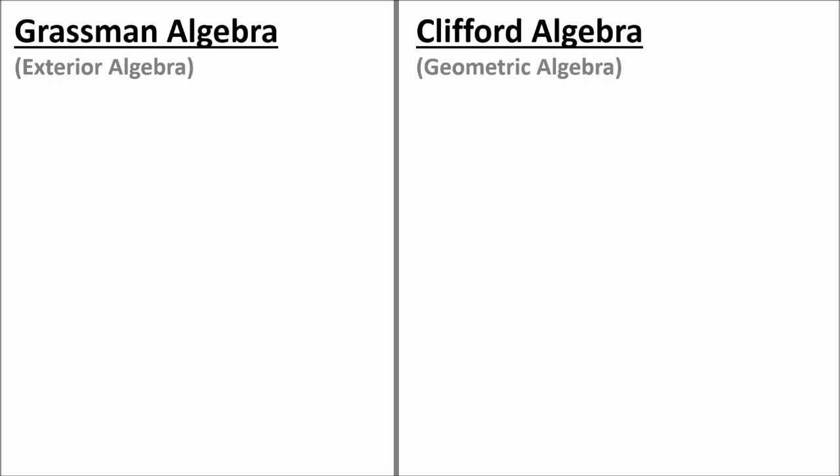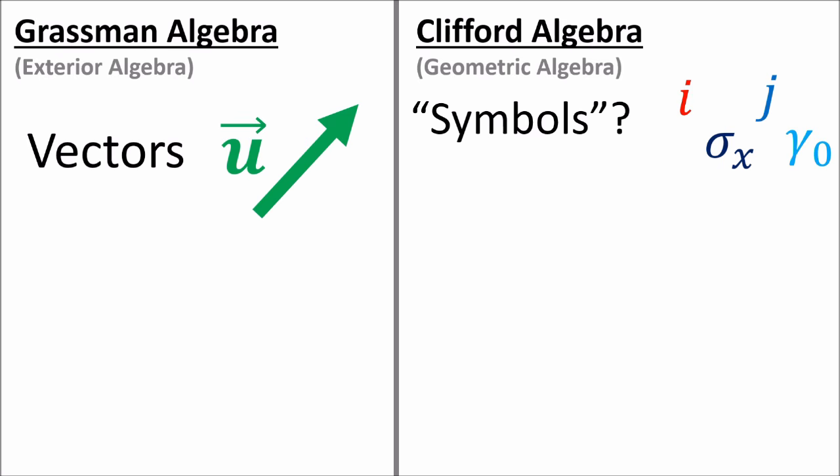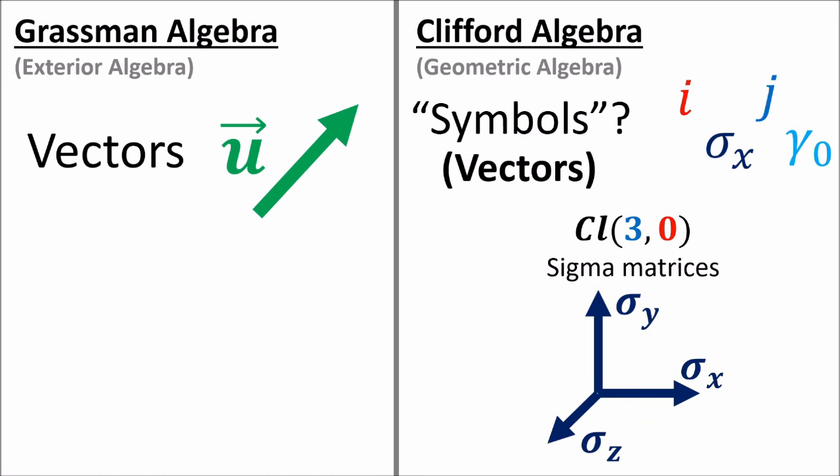So let's compare the wedge product from Grassmann algebras to the Clifford product in Clifford algebras. Now, with Grassmann algebras, I was often talking about vectors. In Clifford algebras, I was loosely talking about symbols. But we're going to interpret these symbols as basis vectors in Clifford algebras. For example, with the sigma matrices CL(3,0), we can think of the three symbols as forming a 3D orthonormal basis. This is how we've been treating the sigma matrices in previous videos.